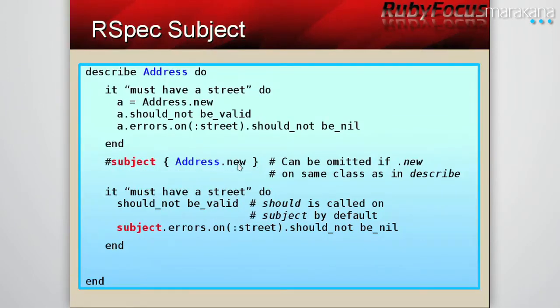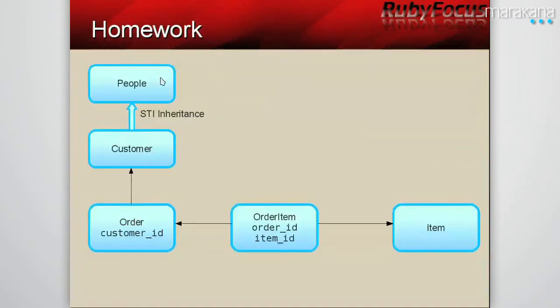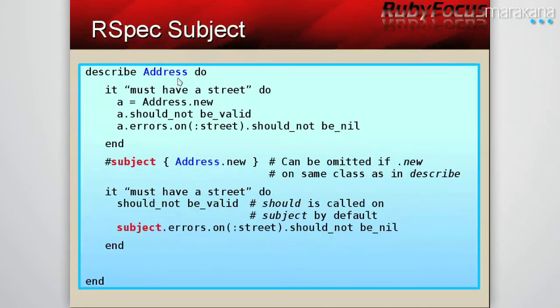The pound, yes, that is another, thank you. That's also optional. So this whole declaration, subject address new, you can put there, but if the thing you are currently testing, the thing that you have a subject of, is the same as what you are describing up here, then it's optional. If you put a class name here, this is a class and this is not a string. If you put a class name here, then subject by default makes an address.new without any declaration.